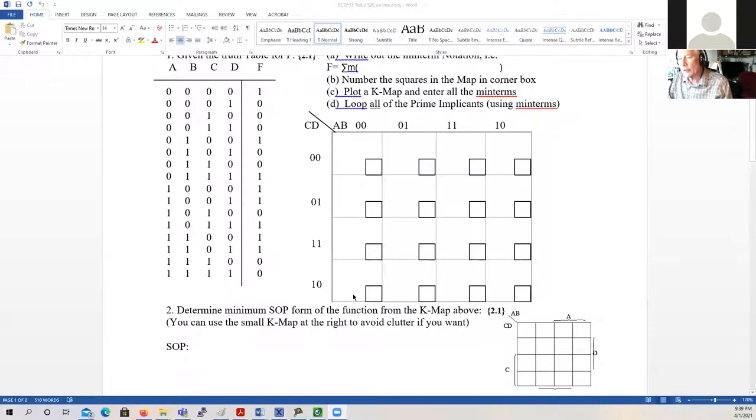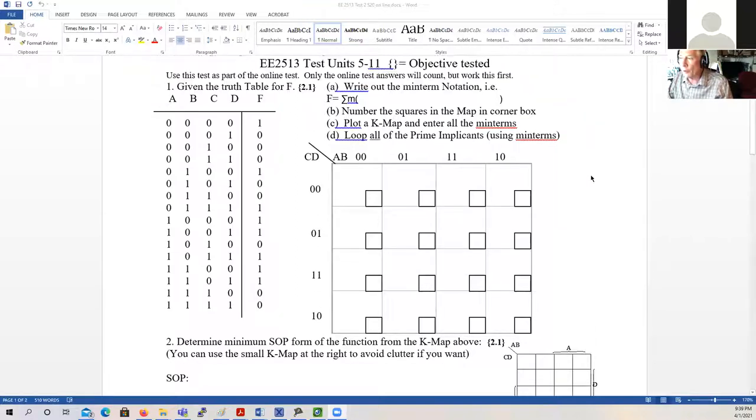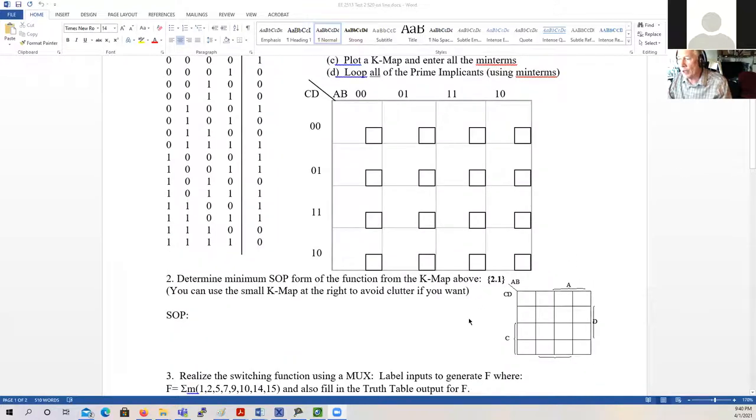So in this case, and I can't remember, but what I'll probably do, what you should do is just go ahead and plot the ones, and then use this little map down here and plot the zeros down there. And so you can look at either the SOP or the POS solution. I might ask you either one. So I might ask you, for instance, how many prime implicants there are.